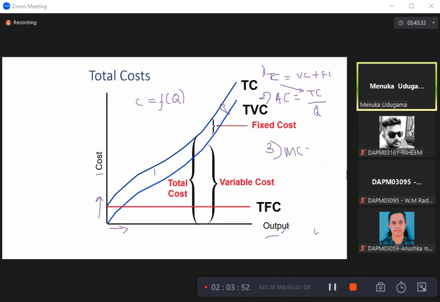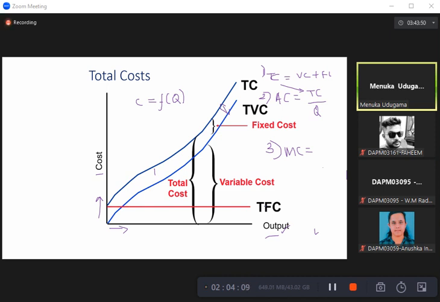Right, so can you derive a relationship with the marginal cost? Because now we are familiar with the term marginal. Marginal cost is the change in cost to a change in output.